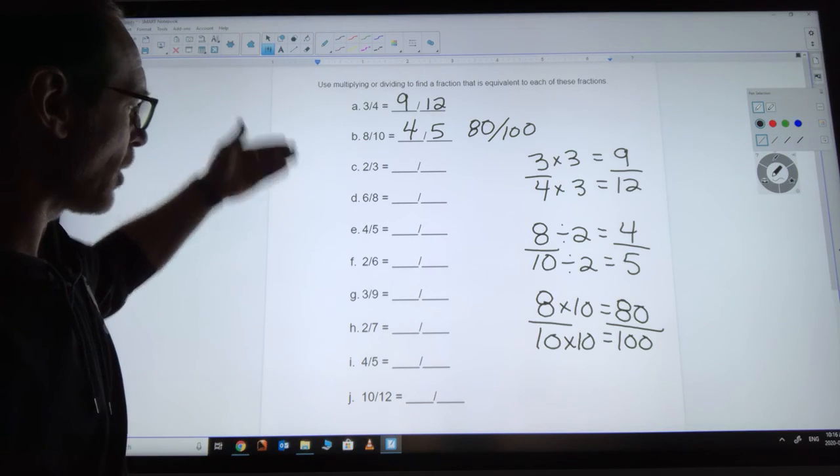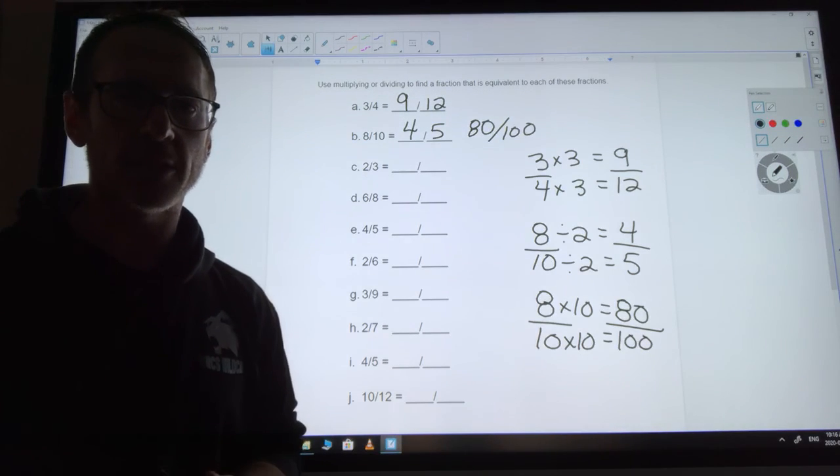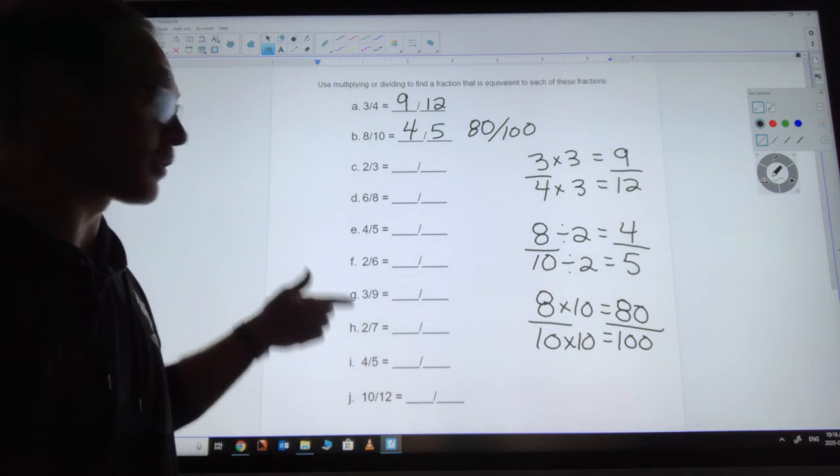All right, guys, there are about 8 more for you to do. Use multiplication or division to find equivalent fractions.